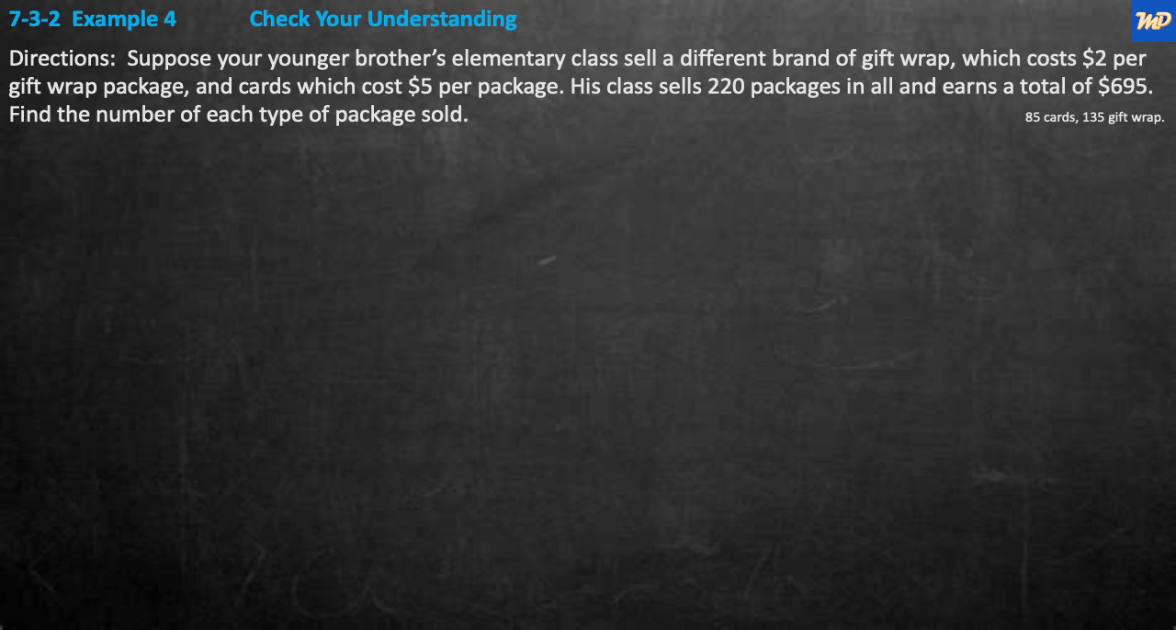Okay, example 4, check your understanding. This is another little real world problem that you're going to solve on your own. If you'd like, I'll read it to you first. Suppose your younger brother's elementary class sells a different brand of gift wrap, which costs $2 per gift wrap package, and the cards which cost $5 per package. His class sells 220 packages in all and earns a total of $695. Find the number of each type of package sold. So this is just like the previous slide, right? So why don't you go ahead and pause the video, try it out. When you come back, we'll work it together.